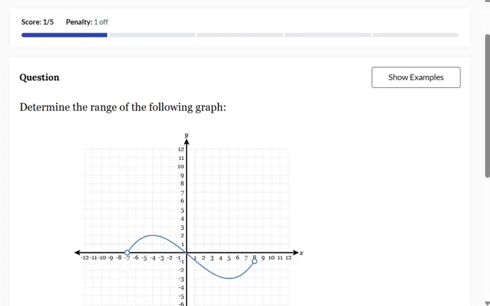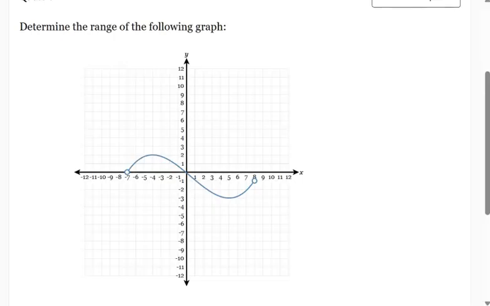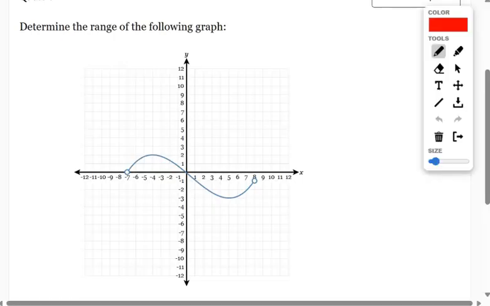All right, this question says to determine the range of the following graph. So please make sure that you are double checking that you are answering the question that they are asking for. If they are talking about the range, that means they are talking about the y values. Y values go up and they go down.